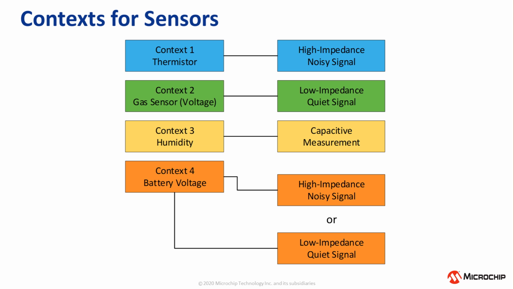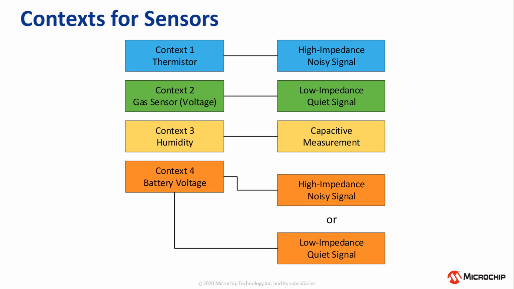In practice, the ADCCC with context switching is most applicable for sampling multiple analog sensors where each sensor has its own context. For more information about sampling analog sensors in general, please check out the application note in the video description. In this example, four sensors are used to demonstrate the advantage of the ADCCC with context switching: a thermistor-based thermometer, a gas sensor, a humidity sensor, and the voltage of a battery.